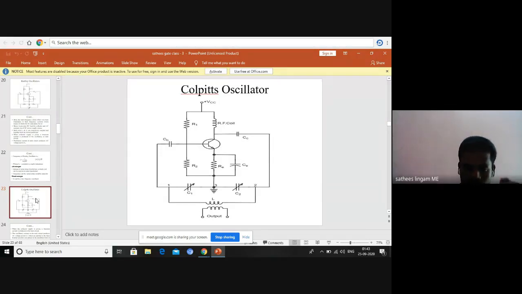Then the coupling capacitor is also doing the same work, but it is going to couple with another stage, the next stage. Here you can find that instead of two inductors, they are using two variable capacitors and one inductor. The loop of the capacitors and the inductor is creating oscillation with the help of VCC.